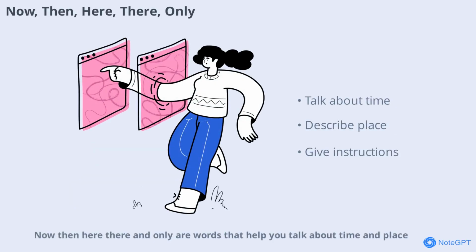Now, then, here, there, and only are words that help you talk about time and place. For example, do it now, back then, come here, go there, or only one. These words are used every day to give clear instructions and information.